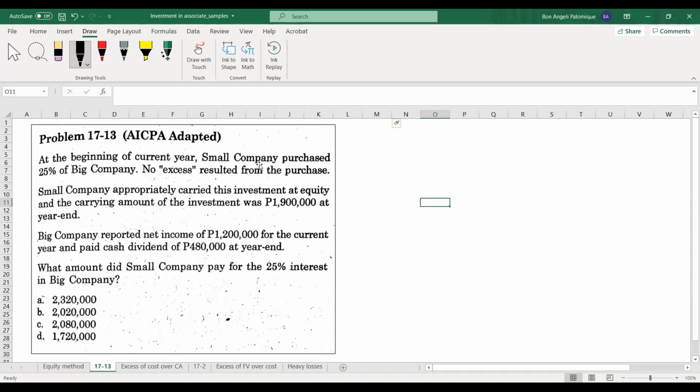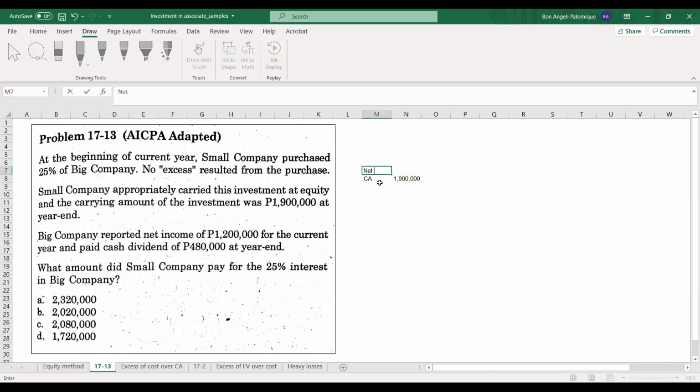At the beginning of the current year, small company purchased 25% of big company. So dahil 25%, assumed na meron tayong significant influence. So investment in associate and equity accounting gagamitin natin. Ang sabi dito, no excess resulted from the purchase. Small company appropriately carried this investment at equity and the carrying amount of the investment was 1,900,000. So at the end, ibig sabihin after all adjustments, 1,900,000 ating carrying amount.